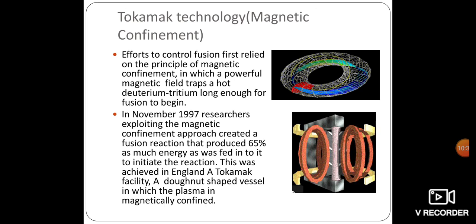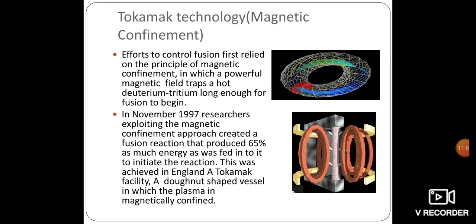Tokamak technology, magnetic confinement. Efforts to control fusion first relied on the principle of magnetic confinement, in which a powerful magnetic field traps a hot deuterium tritium plasma long enough for fusion to begin. So it is magnetically confined for the confinement time, for the fusion to begin. For that duration, it is confined in the magnetic confinement field.